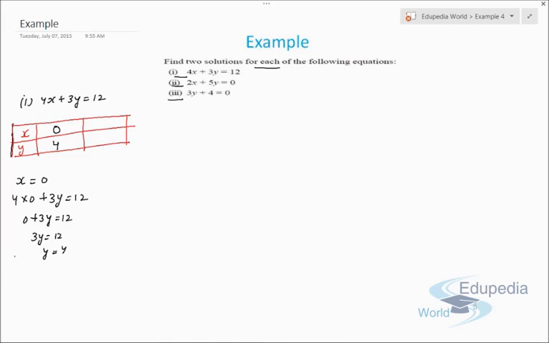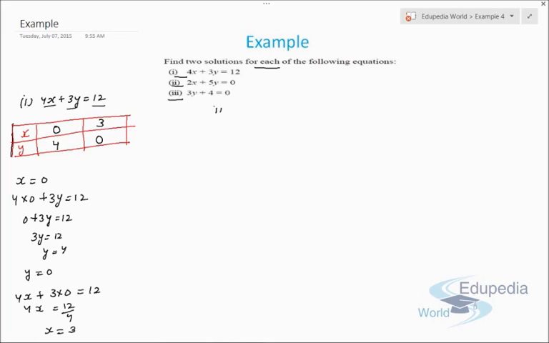Now for the next solution, we take y as 0. So we get 4x plus 3 into 0 equals 12. So 4x is 12, so x is 12 by 4, which is 3. So for the corresponding value of y as 0, we are getting the value of x as 3. So these are the 2 solutions of the equation 4x plus 3y equals 12.